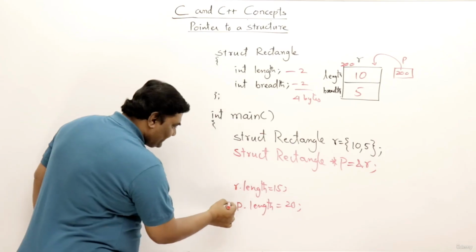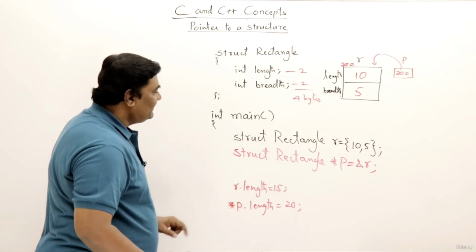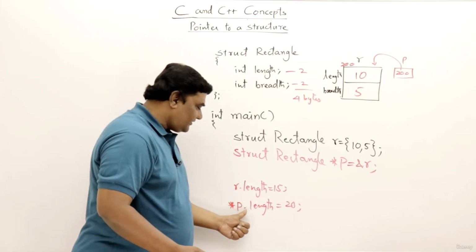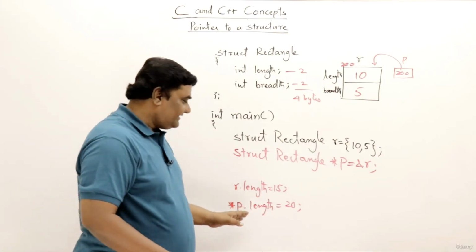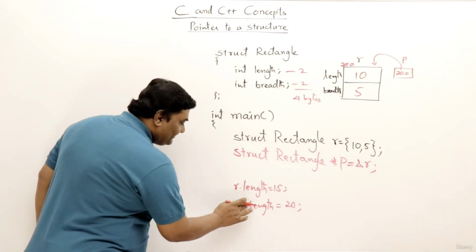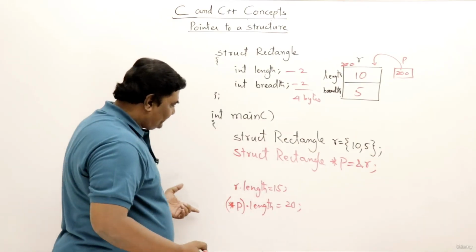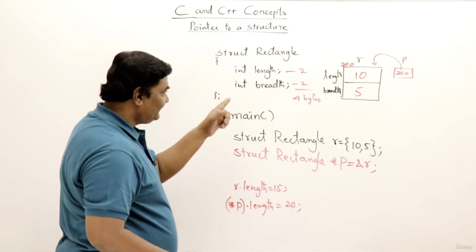So okay, I should write asterisk. Okay, I wrote asterisk. But this is wrong because the higher precedence is for the dot operator. So first it will take it as p dot length. Again, it is wrong. So I should enclose this inside the bracket, then dot. Oh, so much I have to write for accessing that member.